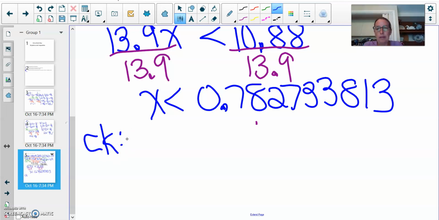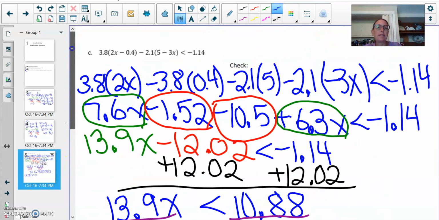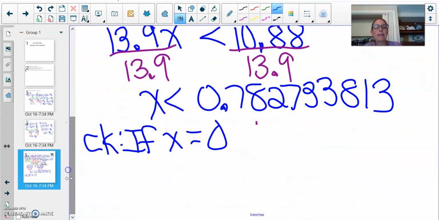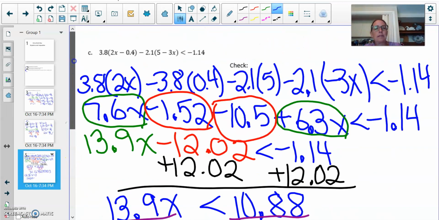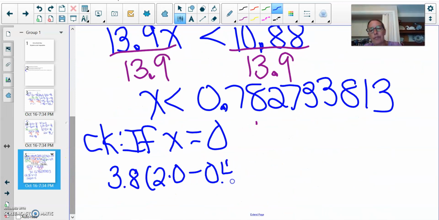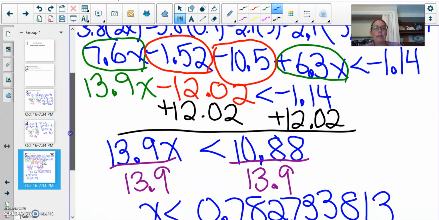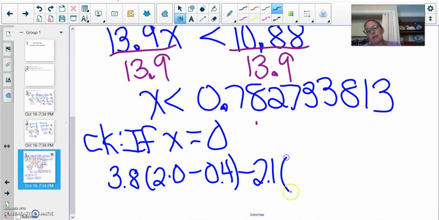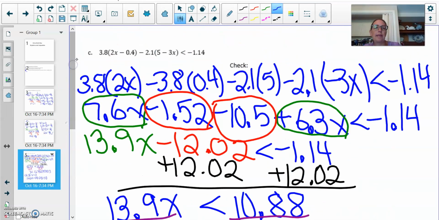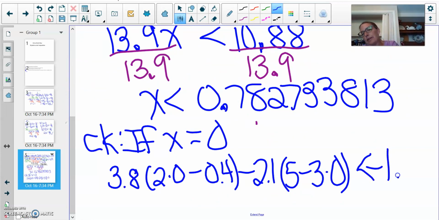Okay, so now we're ready for our check. I can use any number below this, so I'm going to use 0. If x equals 0, I'm going to go back to my original, so I have to scroll back up to see it. So I get 3 8/10 times 2 times 0 minus 4/10, minus 2 1/10 times 5 minus 3 times 0, is less than negative 1 14/100.